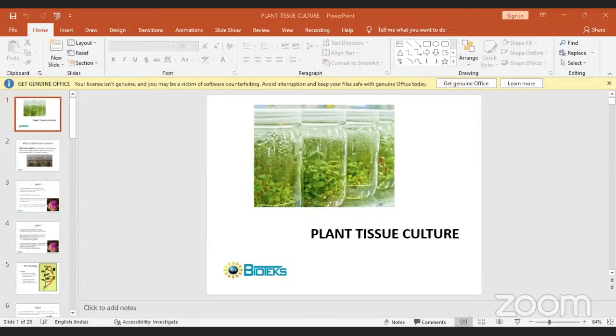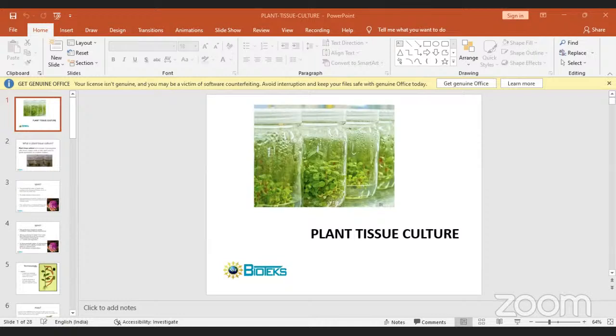So here, the embryogenesis in anther culture is indirect androgenesis. Initiation of callus tissue, these are the callus tissues. Then indirect organogenesis, so the plantlet is regenerated. Then we transfer the regenerated plant to the pot.